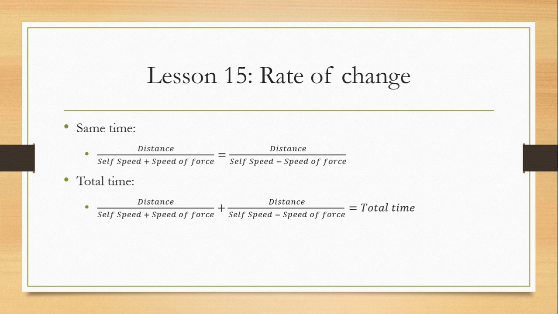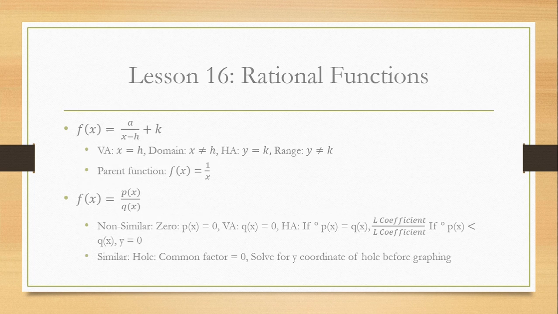Now lesson 15 was rate of change, where it describes the same time, or the total time. So in order to solve for the same time, it's distance over the speed of yourself. In addition, with the force, this is going with something, and that's going to be equal to the distance over the speed of yourself minus the force of that something that's going one direction only. And so for the total time, you just want to add those together.